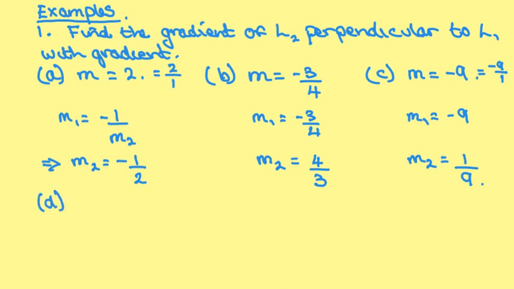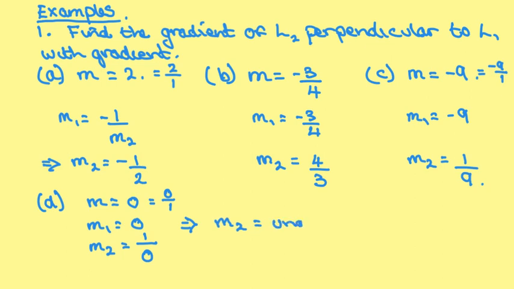D, m is equal to 0. Well, we could write that as 0 over 1. So we know that m1 is 0. So m2 is a negative reciprocal, which is 1 over 0. But we can't divide by 0. So therefore, m2 in this case is undefined.